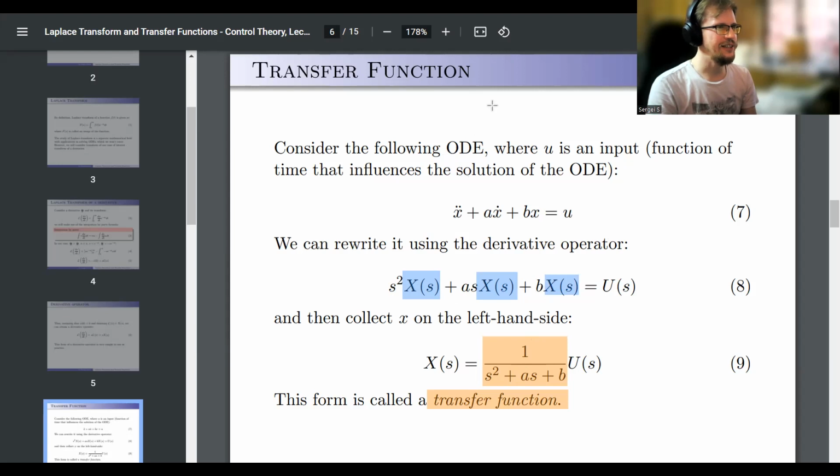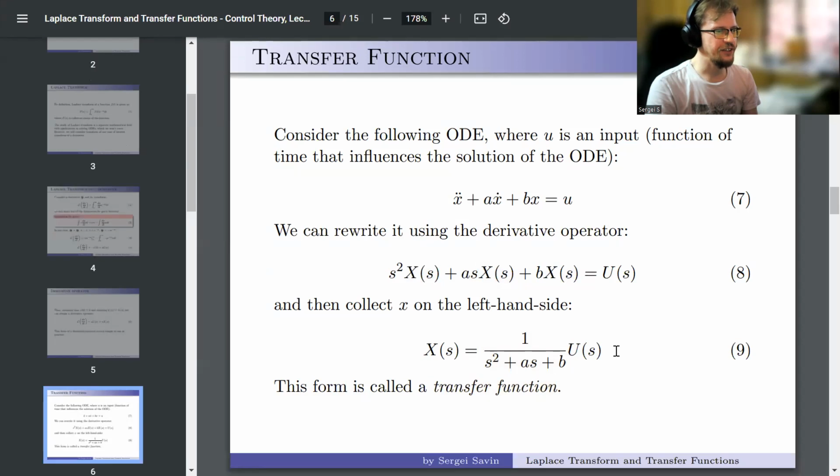In just this one slide, we went from ODE to Laplace transform of the ODE with differential operators, and then essentially to the transfer function representation. So it's very, very fast. So the transfer function is the last representation that we're going to use in this course. We know already ODEs, we know already state space. This is the last one, transfer functions.